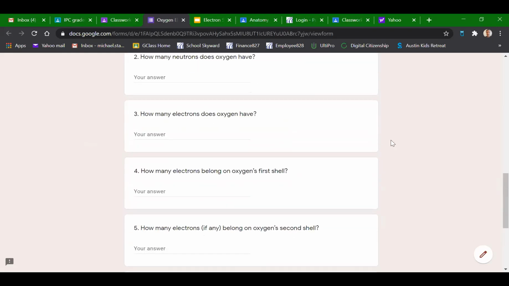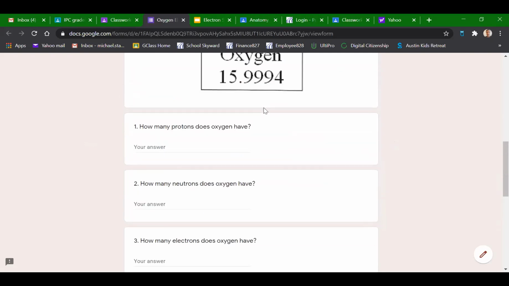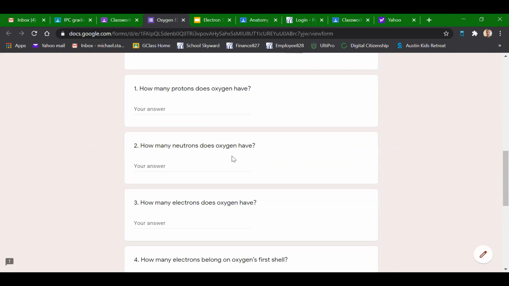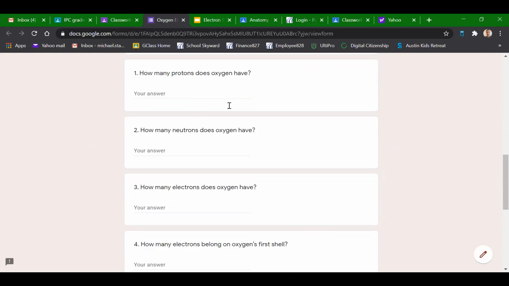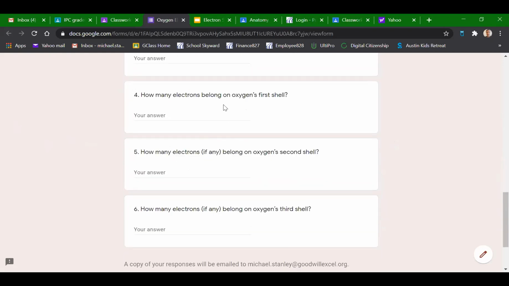All right, so you can just figure it out in your head, or if you want to do what Crystal is doing and draw it out on a piece of paper, you're more than welcome to do either way, as long as that helps you figure out not just the proton, neutron, and electron number, but also how many electrons go on each shell of oxygen. If you don't think that you'll need any electrons on that shell, then you can just answer 0 or none. But if there are electrons on that shell, I want you to tell me how many.